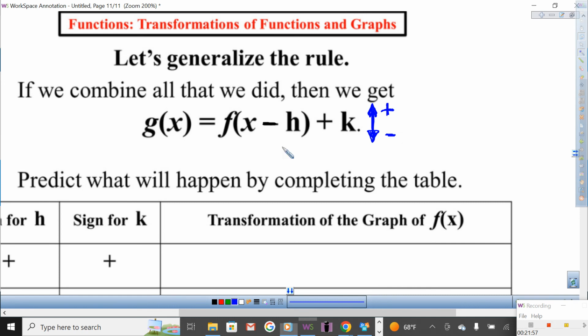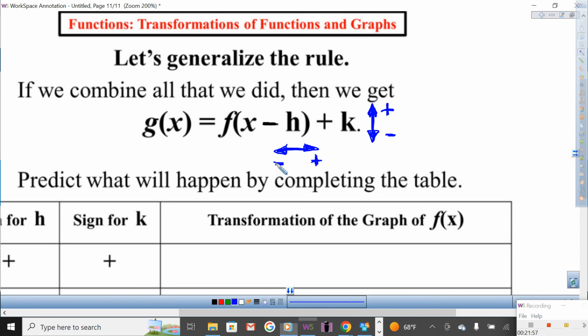This week we have h, which means what? It moves it to the right whenever we substitute what? Guys, whenever we substitute a positive value, it moves it to the right, and it moves it to the left when we substitute a negative value.